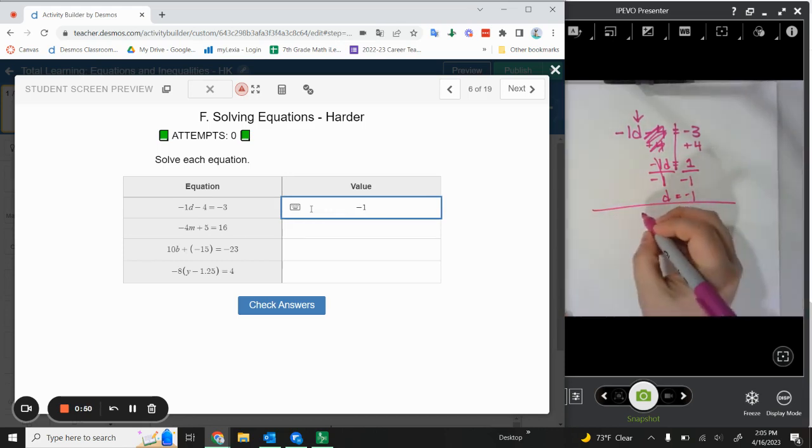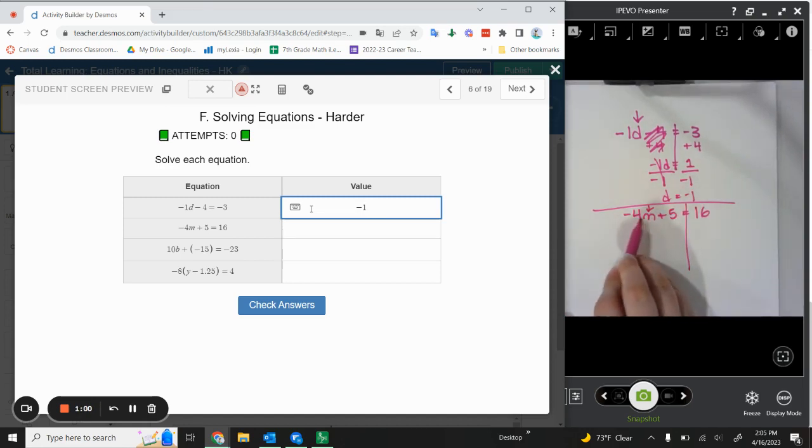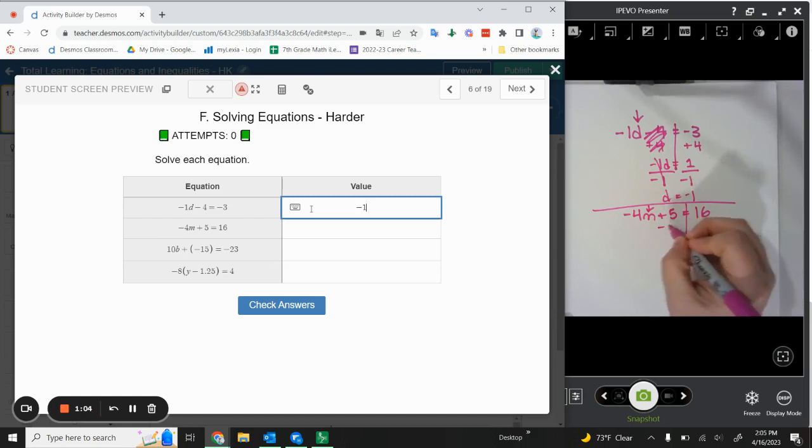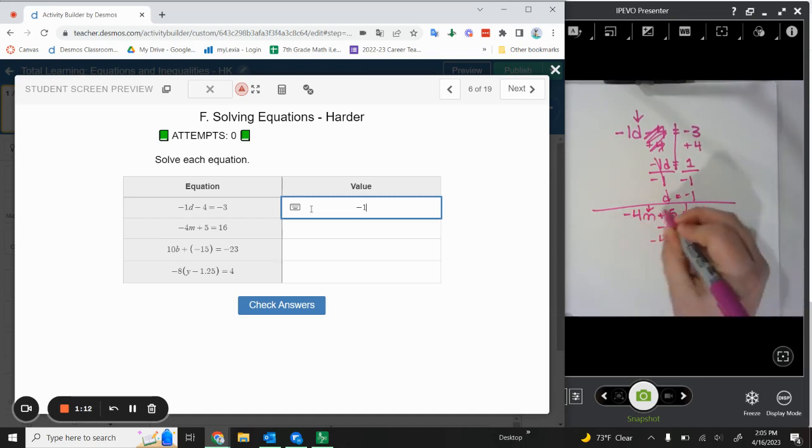The next question says -4m plus 5 equals 16. To solve this, I need to get m by itself. That means I need to eliminate the -4 that's being multiplied and the +5. The +5 is being added, so I'm going to get rid of that first, and I'm going to subtract. 16 minus 5 is equal to 11.